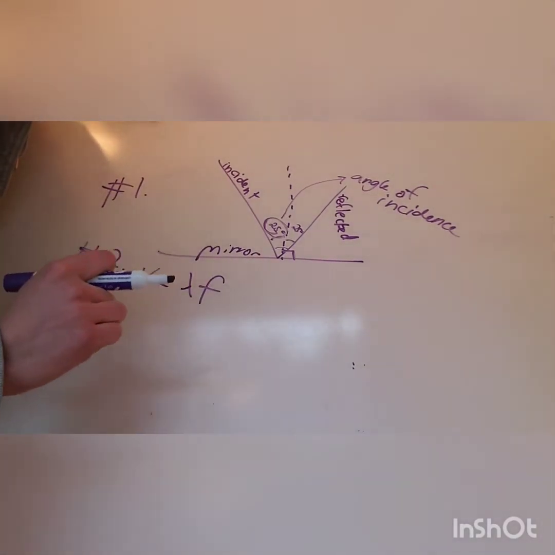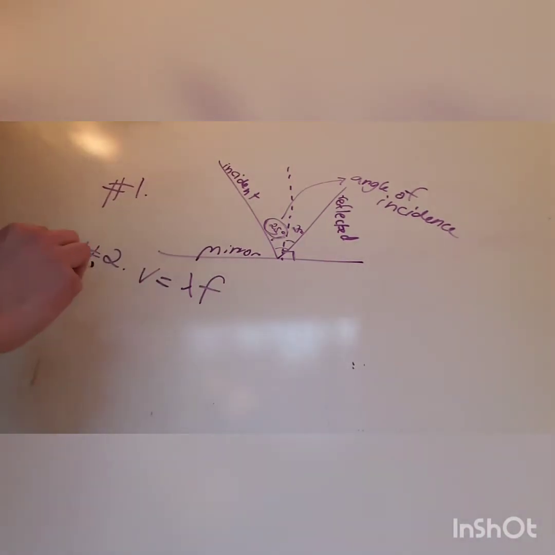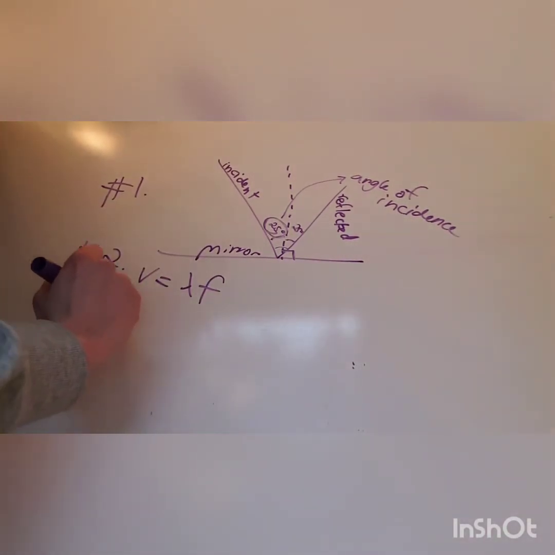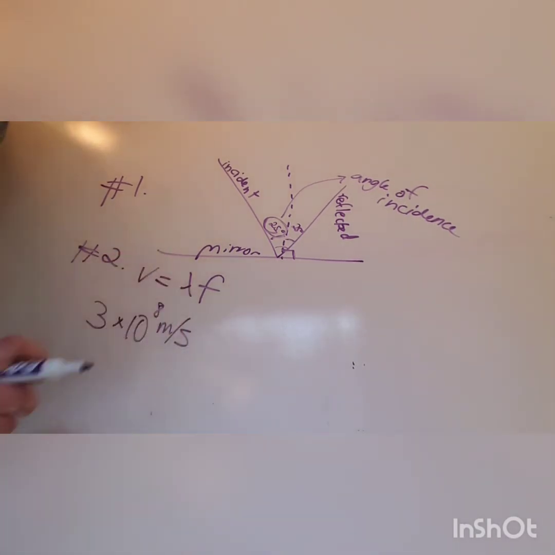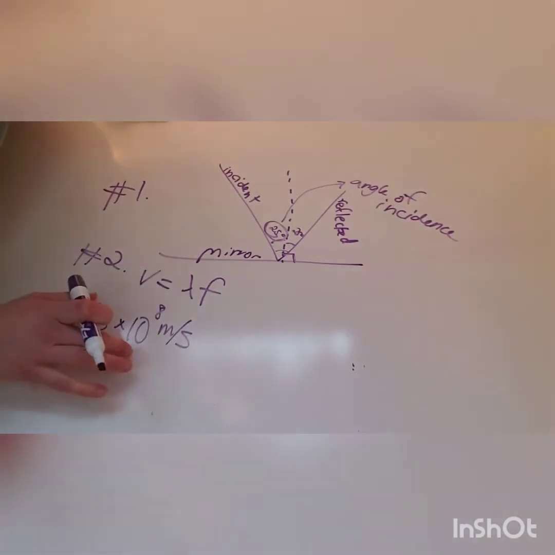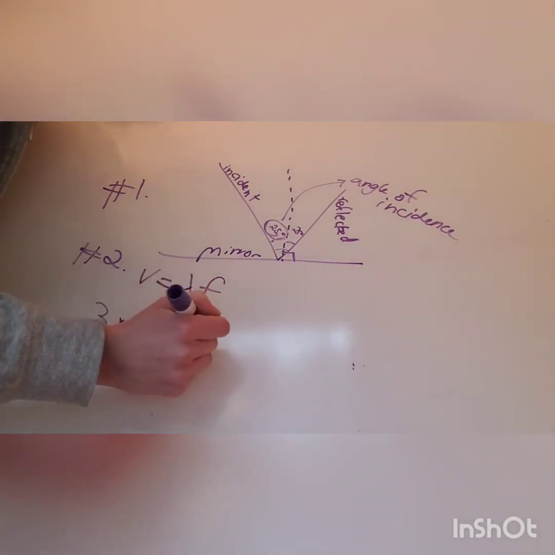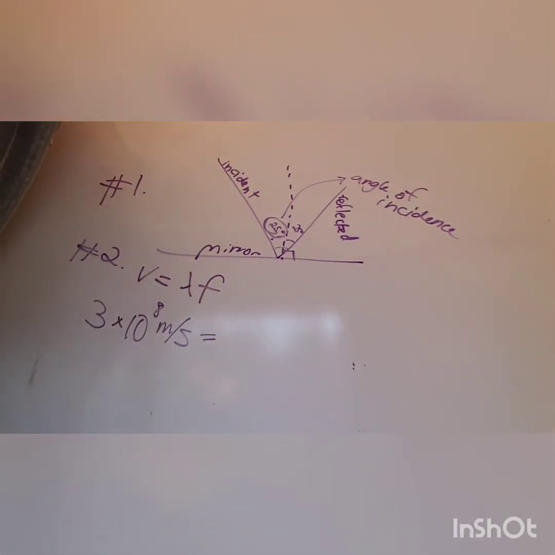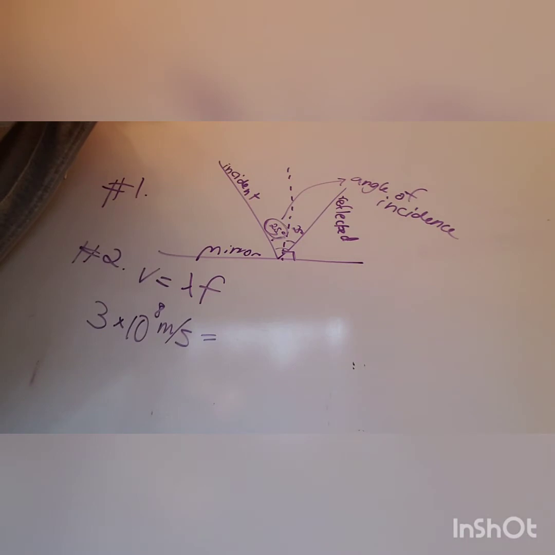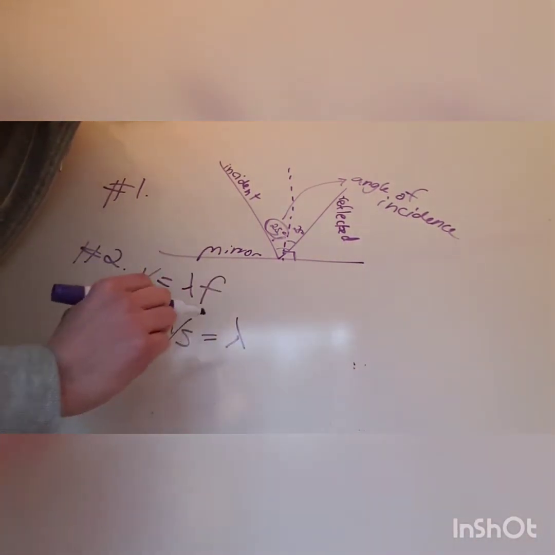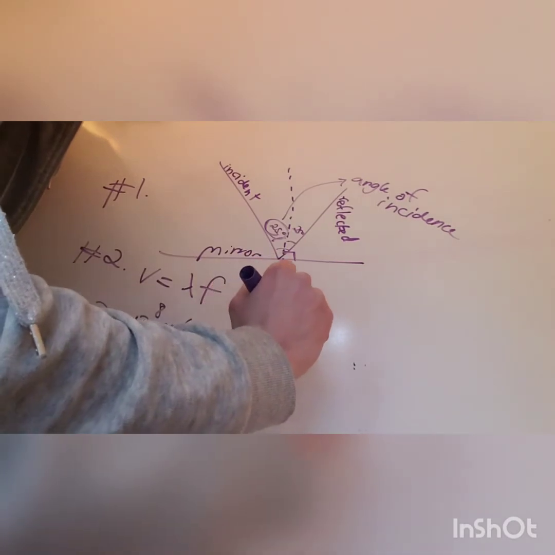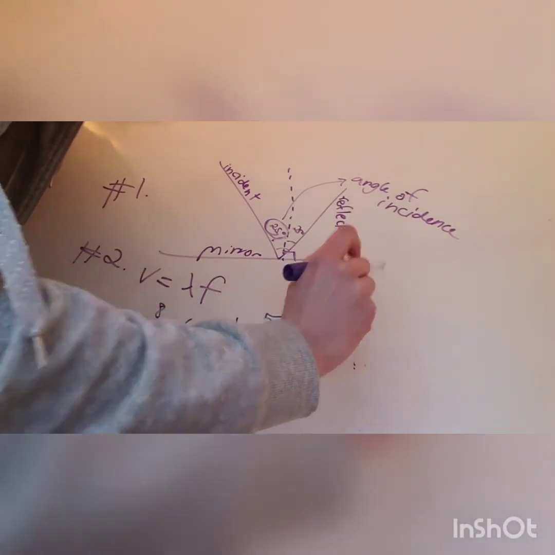All right, so what do we have here? We have, okay, so our velocity is going to be the speed of light. And the speed of light we get from page 1 of our reference table, 3.8. 3 times 10 to the 8th power meters per second equals, what's lambda? Lambda is what we are finding. That's a wavelength, okay. And the frequency is 5 times 10 to the 14th power.